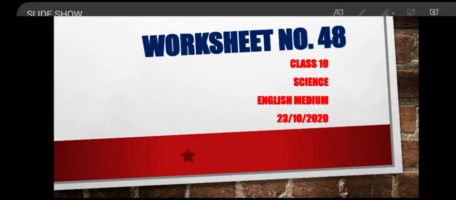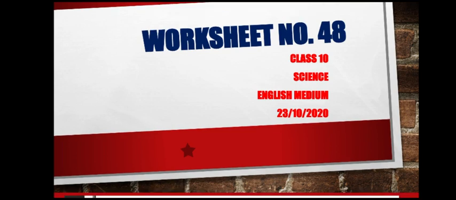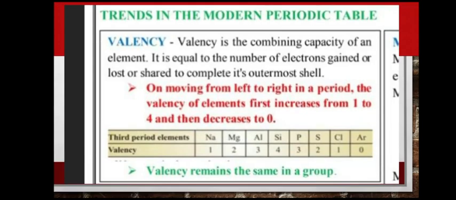Hello students, today we are going to discuss your worksheet number 48, class 10th science, English medium, for 23 October. As you know, your chapter Periodic Classification of Elements is going on. Today we are discussing the trends in the modern form of the periodic table for the different characteristics.